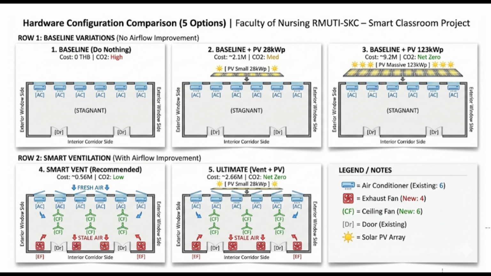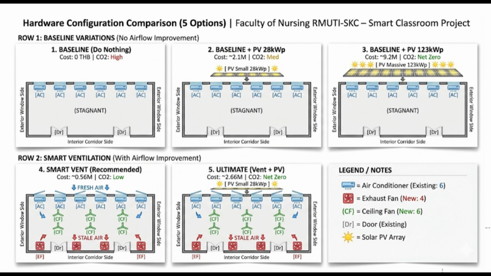In the third case, a very large solar system is installed to reach net zero energy. While this works on paper, it requires a very large investment and still does not improve indoor air quality. The second row shows the smart ventilation solutions, where airflow is actively improved. In the fourth case, which is the recommended option, exhaust fans and ceiling fans are added while keeping the existing air conditioners. This creates fresh air circulation, removes stale air, significantly reduces energy use, improves comfort, and achieves low carbon emissions with a relatively low cost.